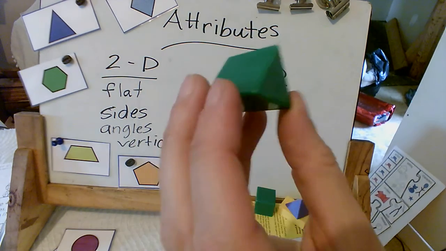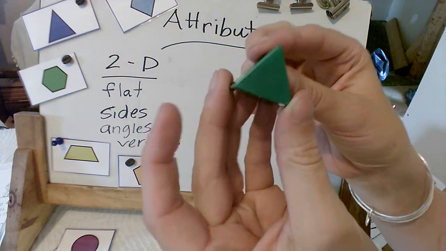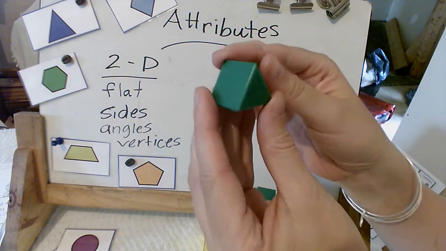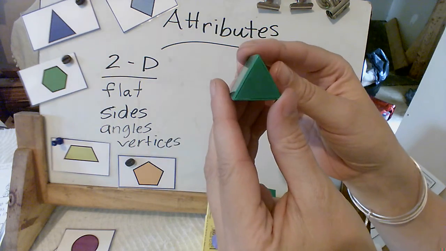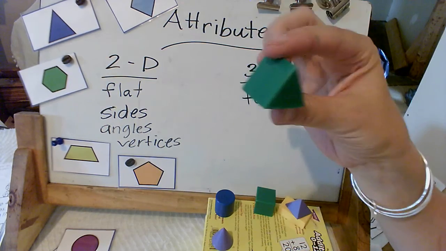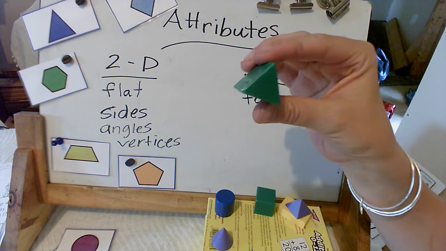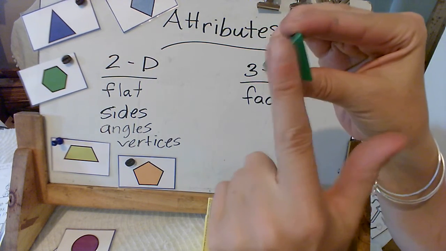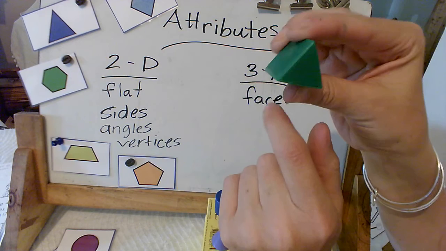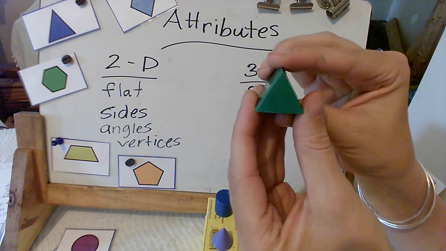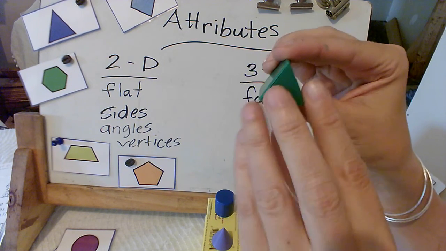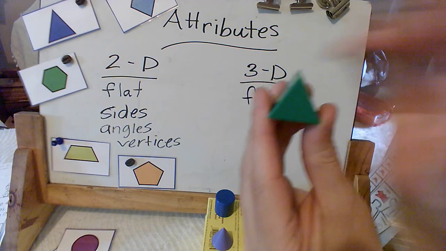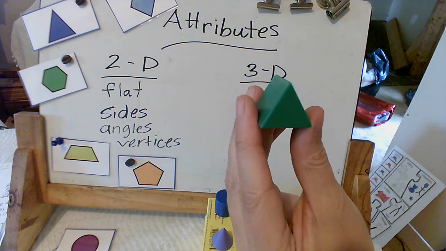Let's check this one out. This one is called a triangular prism. Kind of looks like the shape of a tent. So here's a flat side. This flat side or face is in the shape of a triangle. If I turn it around to the other side, there's another triangle face.